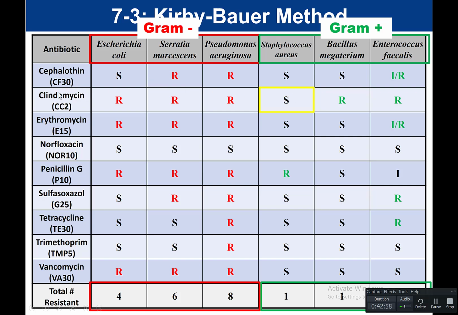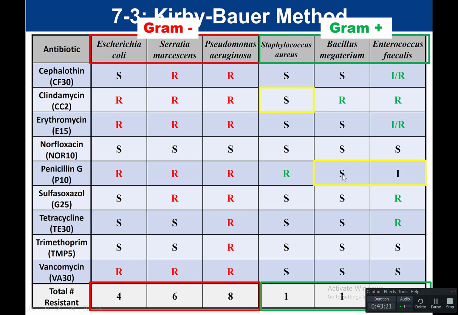Clindamycin is typically used in topical acne treatments. So it's a drug that is used on skin for people who have acne. Staph aureus is a skin type bacteria. So notice that Staph aureus is sensitive to clindamycin. So clindamycin would be a narrow spectrum.